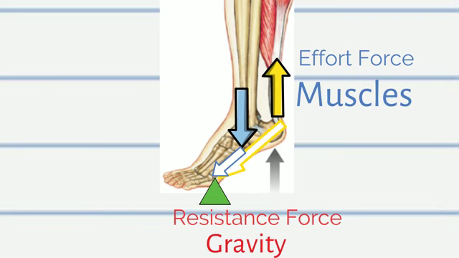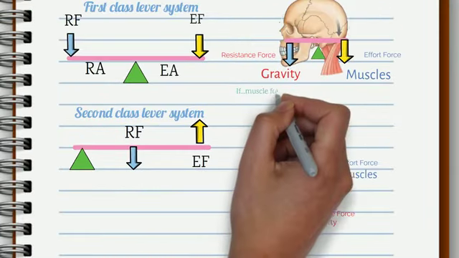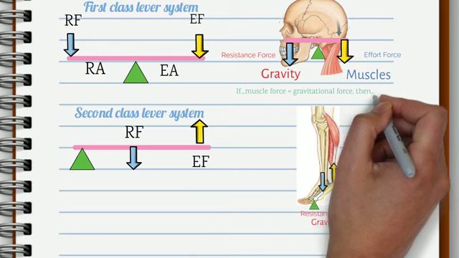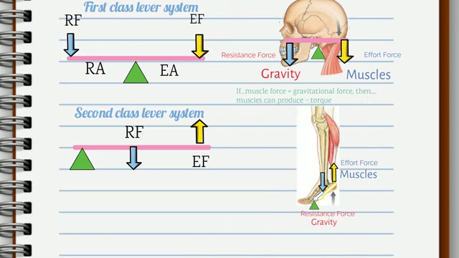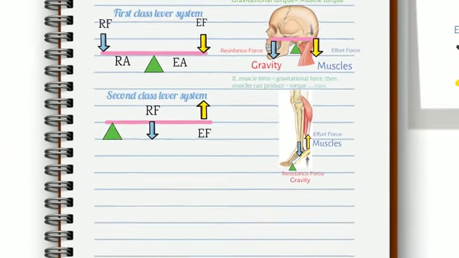Notice that in this system, the effort force is much further from the axis of rotation than the resistance force. So if the force production of the calf muscle would equal the gravitational force, the calves would be able to generate more torque. But it's very rare in the musculoskeletal system.